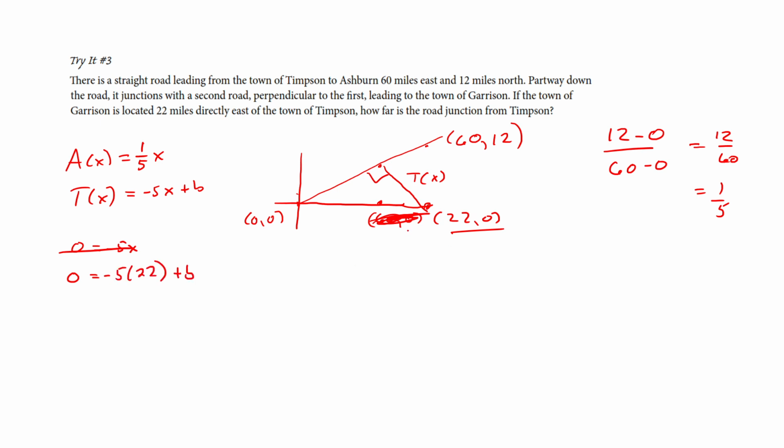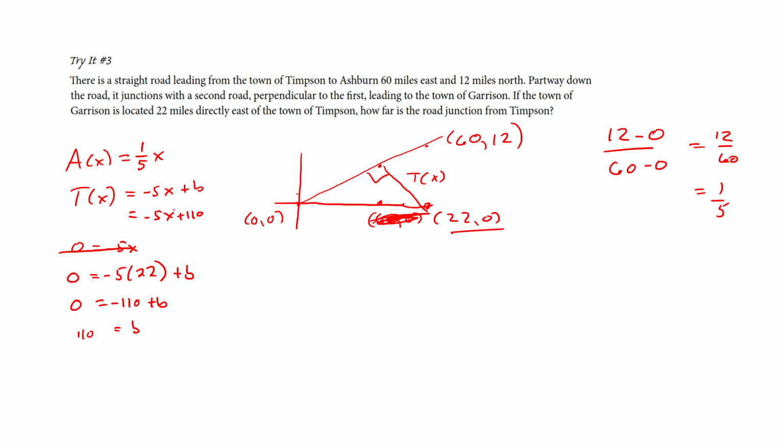Okay, so I put in an x of 22, I get a y of 0, so I can solve this. Make sure I don't screw it up. So 110, so negative 110. So b is going to turn out to be 110. So I now have the full equation for this line right here.